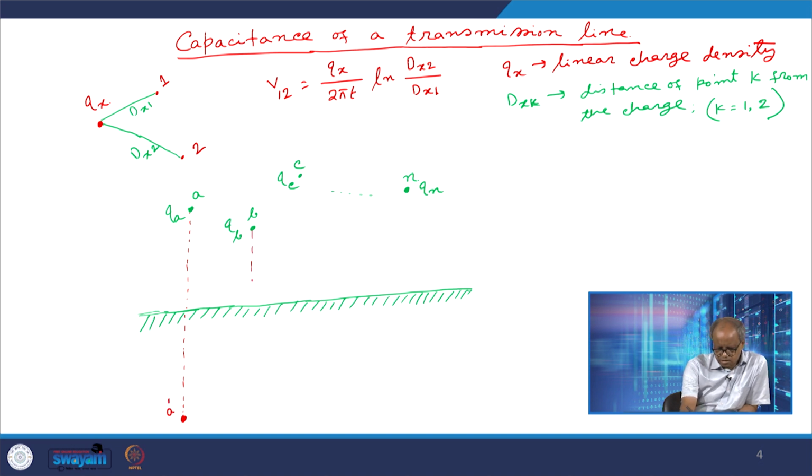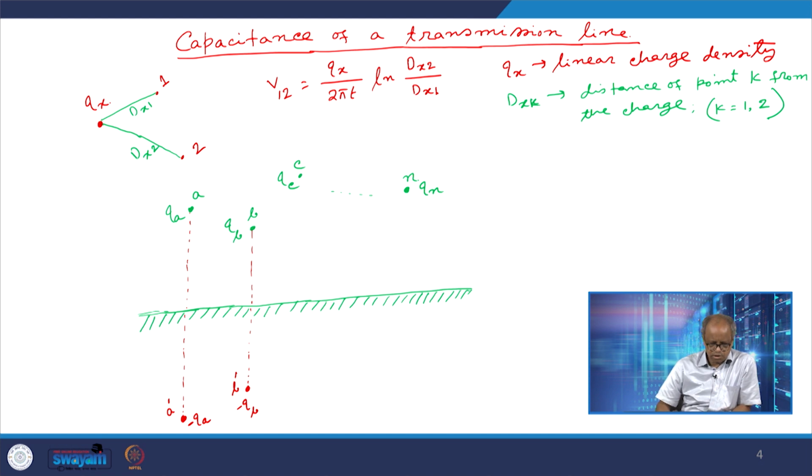For this is the image charge B dash. Image charge means that its current density would be just the negative of the current density. It has got a current density of just the negative of this current density. This we know from the fundamental theory.